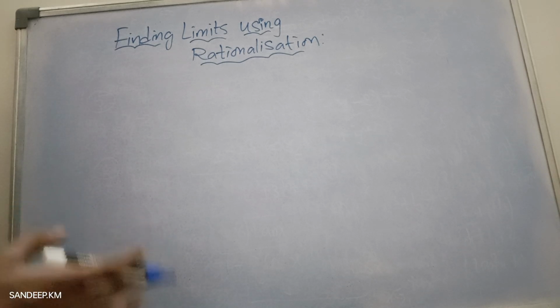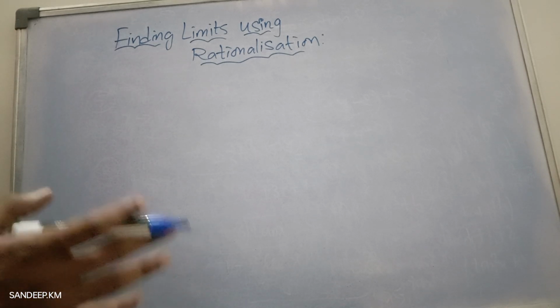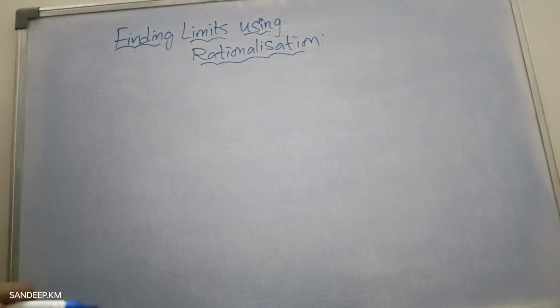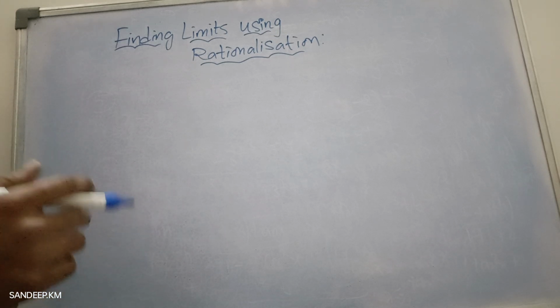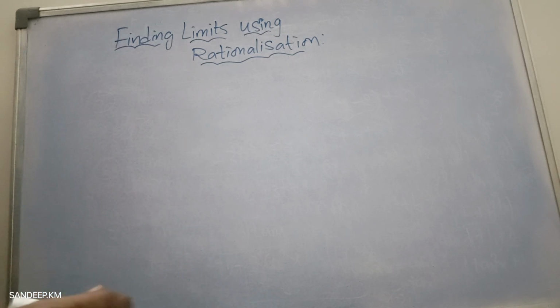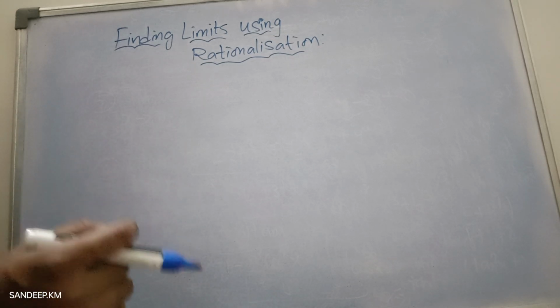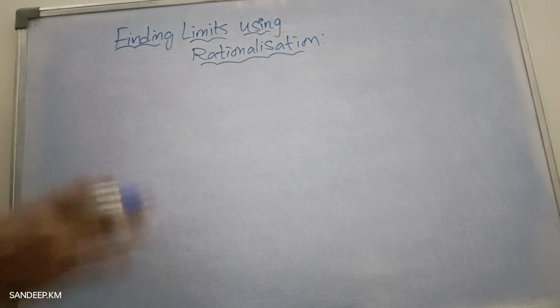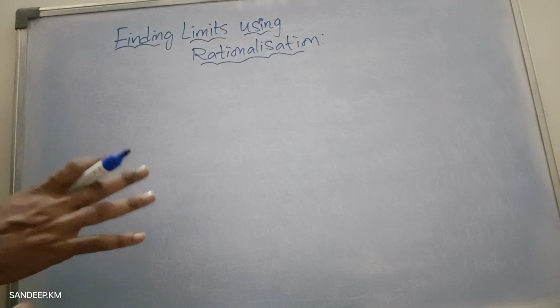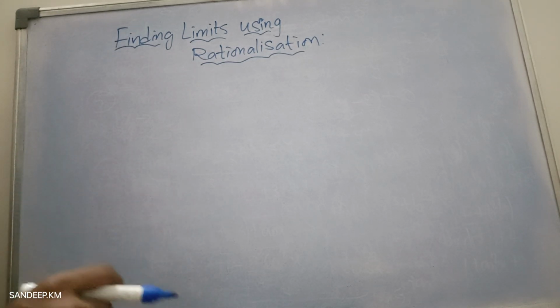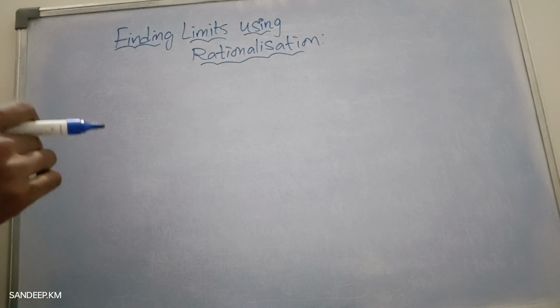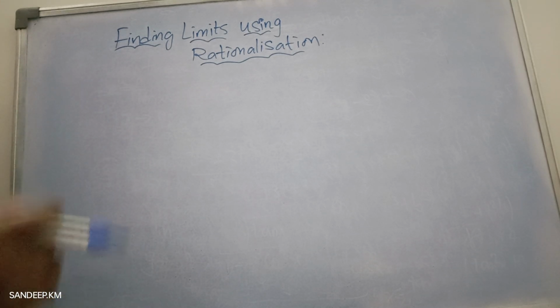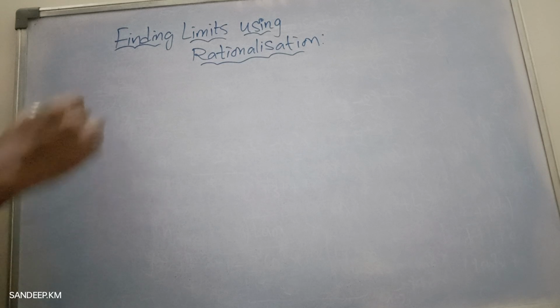So in today's video we are going to see how to find limits using the rationalization method. In the previous video we discussed various indeterminate forms and we also saw how to find limits using the factorization method, and today we are going to see how to find limits using the rationalization method. But before I start solving questions, here are a few things that you should always remember.